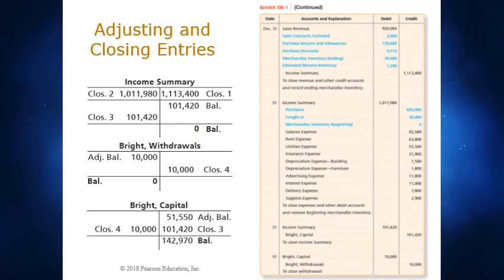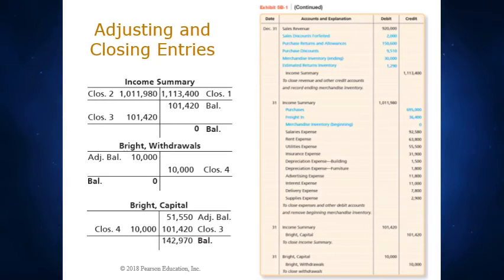So we see here our closing entries. They're a bit more complicated under the periodic system. We just have a whole lot more revenue accounts that we have to take into consideration. So we close all of our revenue accounts, so sales revenue, sales discounts forfeited, purchase returns and allowances, purchase discounts, merchandise inventory ending, and then the estimated returns inventory. We close all of that to income summary.